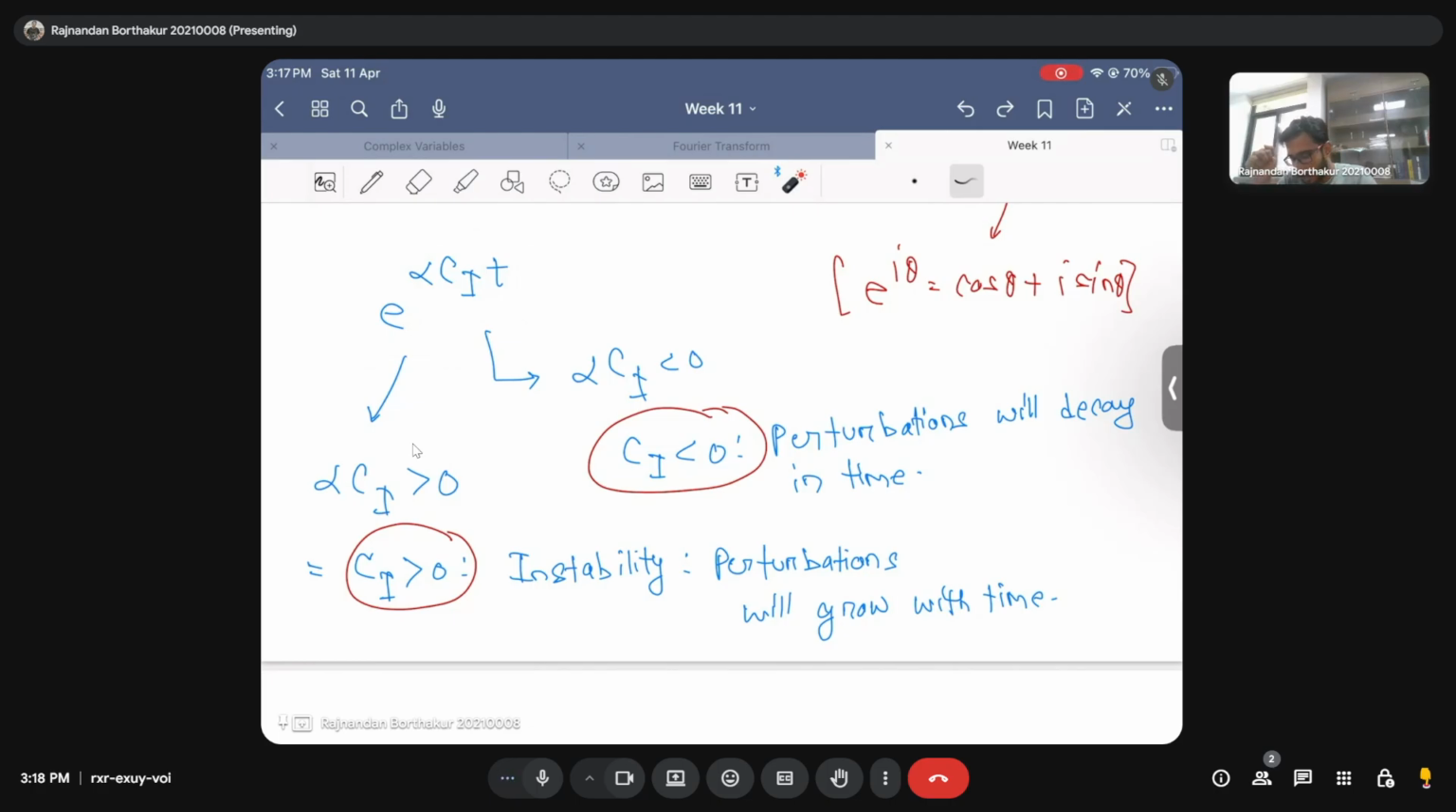The condition for this is that alpha times ci is greater than 0, and we know that wave numbers cannot be negative, which means that ci has to be greater than 0. That is the imaginary part of the eigenvalue c. And in fact, the sign of the imaginary part of the eigenvalue is what dictates whether the perturbations will grow with time or decay with time. Similarly, for stability, or for the perturbations to decay with time, we saw that ci has to be less than 0.